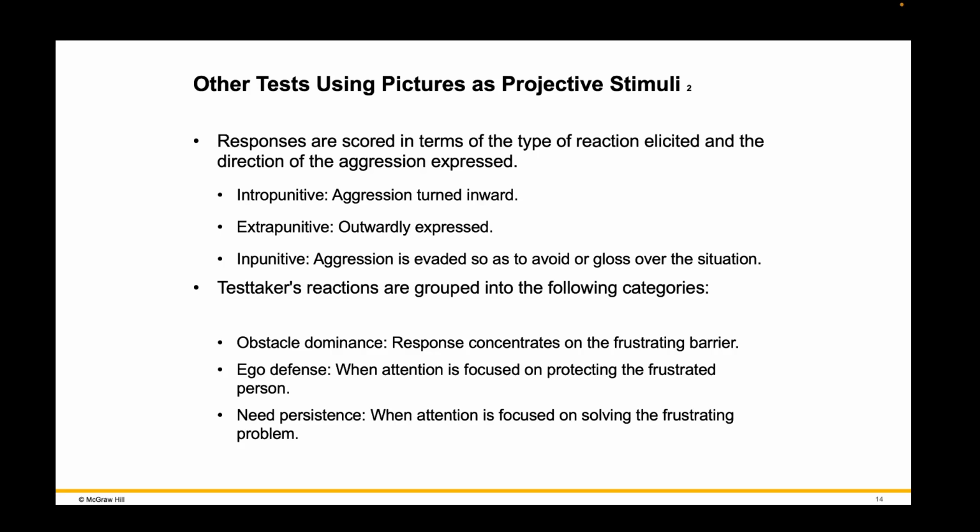So, aside from that, test takers' reactions are grouped into the following categories. Obstacle dominance, the response concentrates on the frustrating barrier. Ego defense, when the attention is focused on protecting the frustrated person. Need persistence, when the attention is focused on solving the frustrating problem. So, mga ganyan ang titingnan dun sa sagot niya.